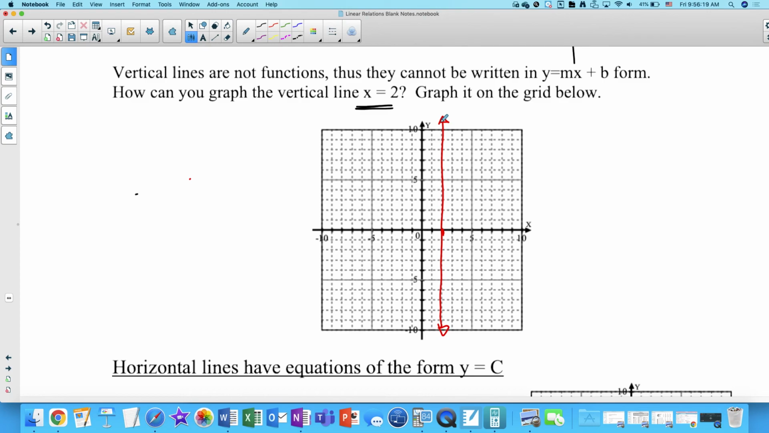What's the slope of this line? Yeah, it's undefined, right? Because you have a lot of rise. The rise could be any number, but your run is 0. And any number divided by 0 is undefined. So you may want to just reiterate that.